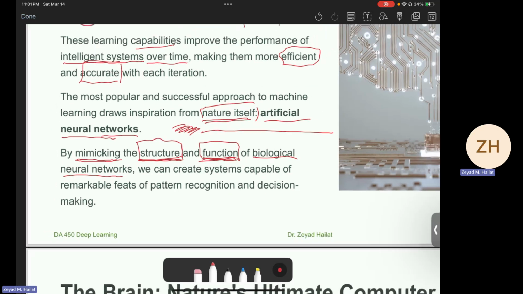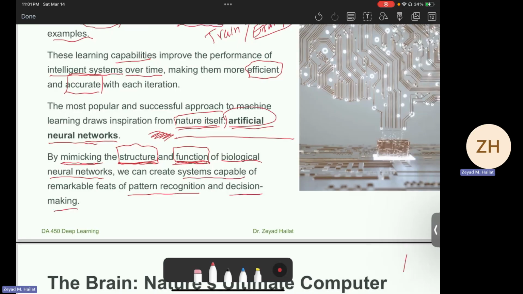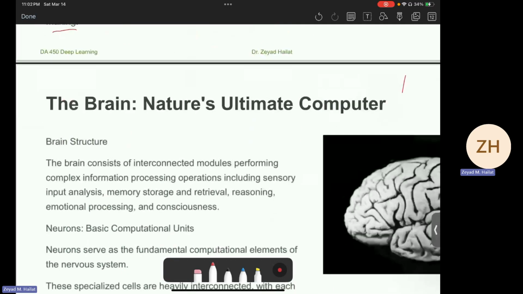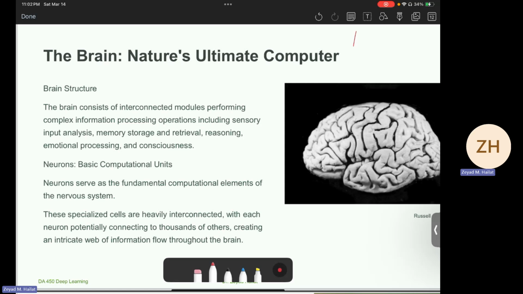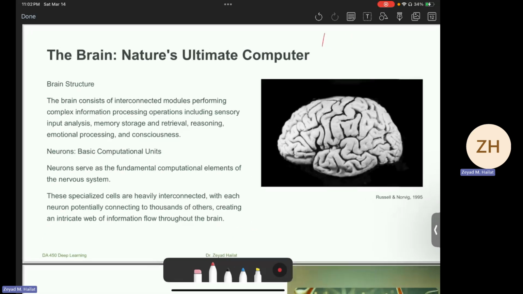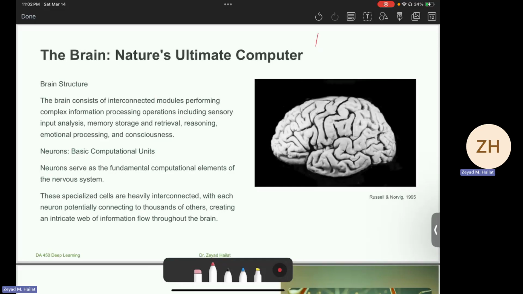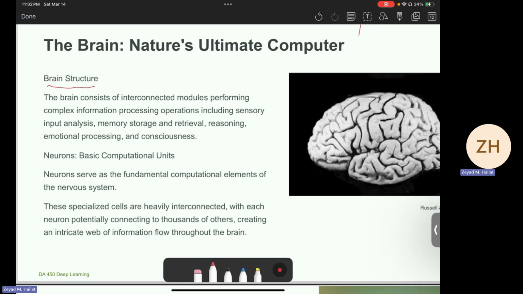So the main idea came from the artificial neural network functionalities as well as structures, as we'll see in a minute. Let's dig deeper into the human brain and see what the human brain is and how it works, and what the main components and functions are that we have in the human brain. So let's get started with the brain structure. The brain consists of interconnected modules. These interconnected components or modules perform complex information processing. And this is what we do.